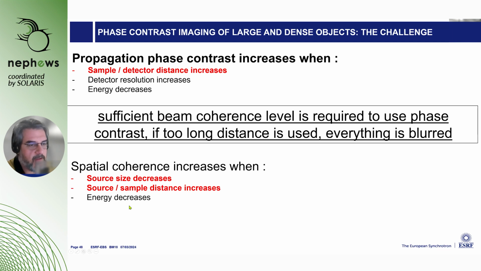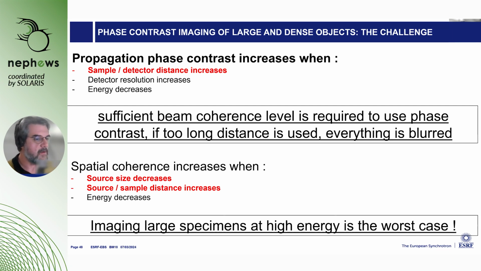Or you can also work at lower energy. But as I said, using lower energy is not really useful. So you have to reduce the angular source size. It means you can have a smaller source, and you can increase the distance between the source and the sample. That's why some of the synchrotron beamlines are very long. It is one of the reasons for the length. It is to have enough coherence.